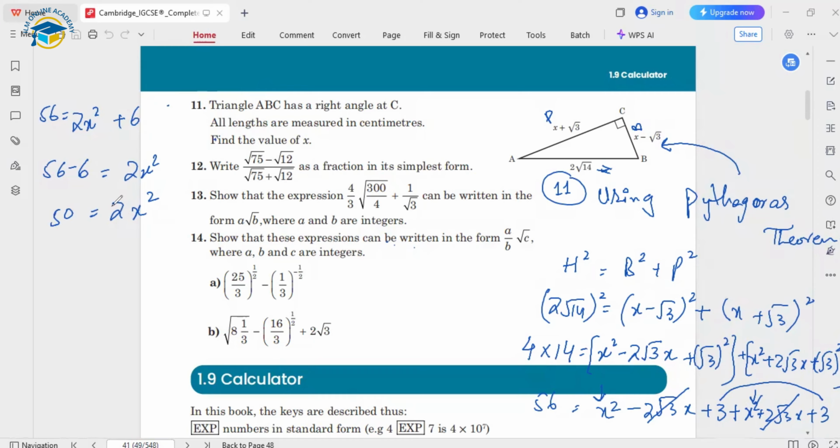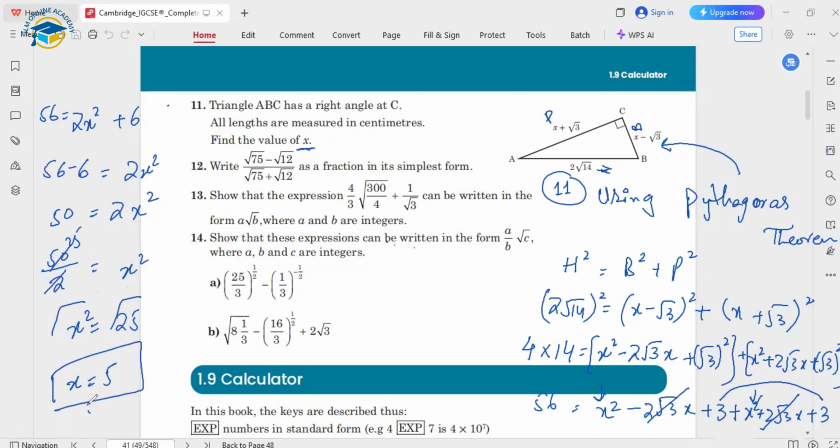Okay. Next, we need to shift this 2 under this 50 because it has been multiplied. When you shift it, it will be in the form of division. So 25 twos is basically 50. So this is coming x square equals 25. Now to find the value of x, we will take the square root on both sides. So the value of x is coming 5.